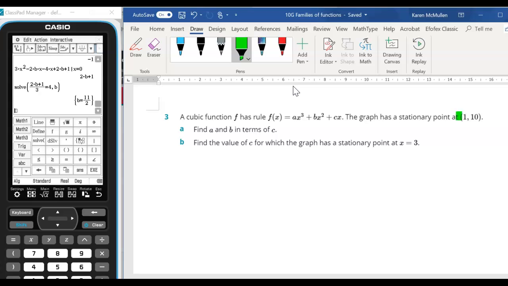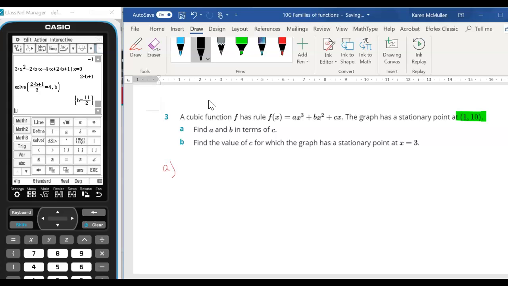Because first of all, this point here is a point on our graph. And it's also our stationary point. So when we're trying to find our equations, remember we've got 3 unknowns, we need 3 equations, but it's just saying find a and b in terms of c.